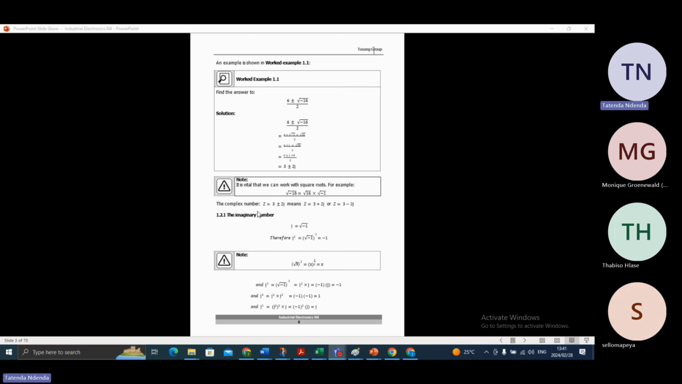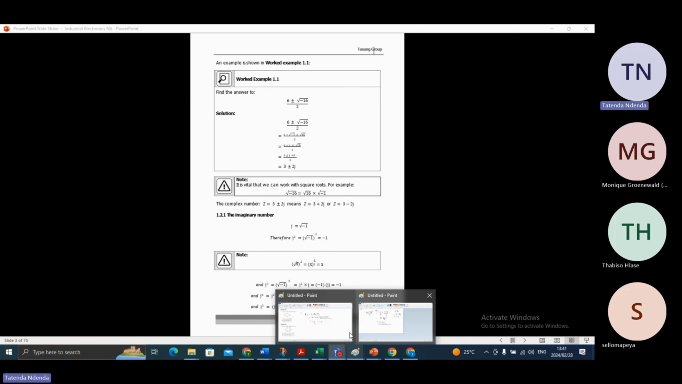All right, so we are saying the imaginary number j is equal to what? Root of negative 1, right? Are we together there? Yes. Then now we're saying, therefore, j squared is equal to what? Root of negative 1 squared, which is equal to negative 1. So whenever you're having j squared, this one is going to be negative 1. Some might be having a problem on how we got to that point.